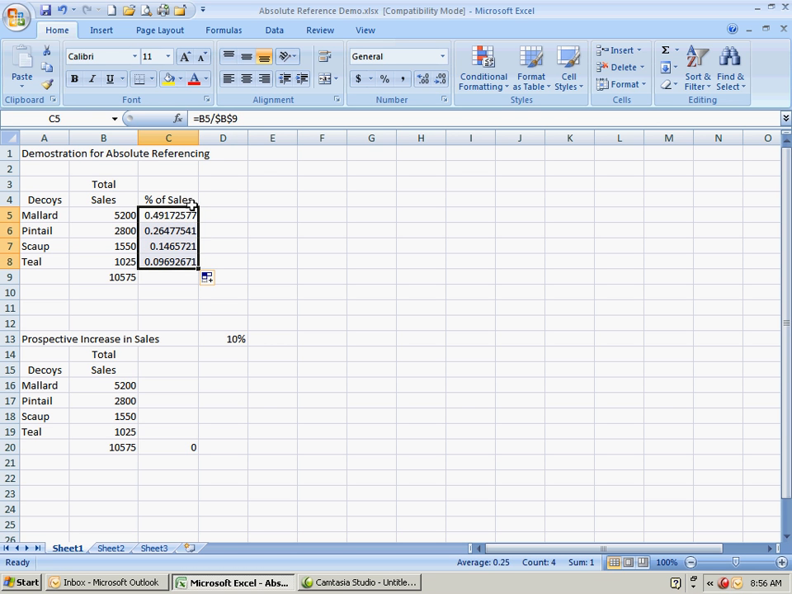If you don't put the dollar signs and you copy it down, you'll get division by 0 in the other 3, and of course that's wrong. Finally, you can copy the total formula over. You should get a 1, which stands for 100%.